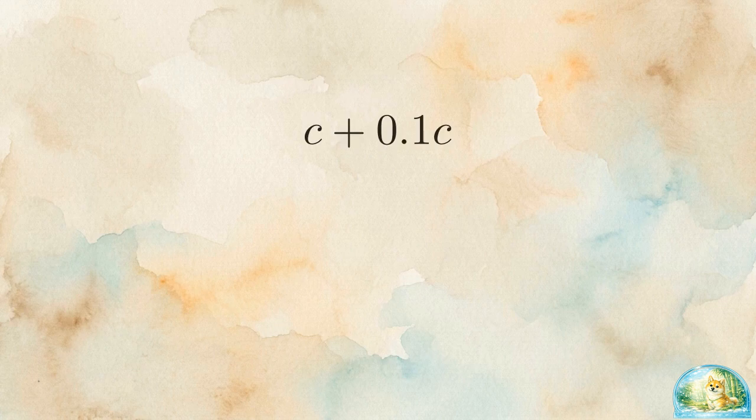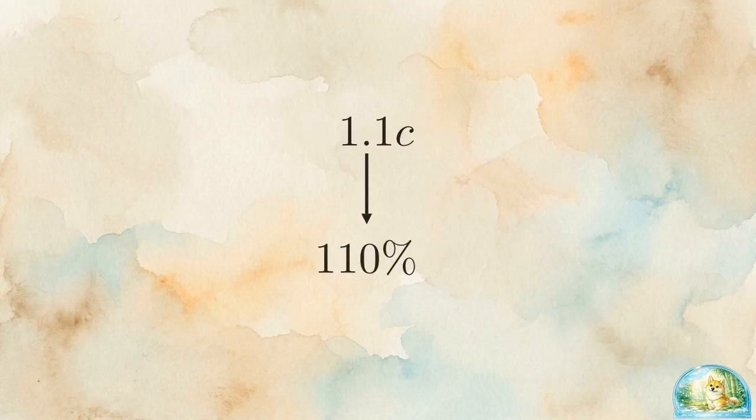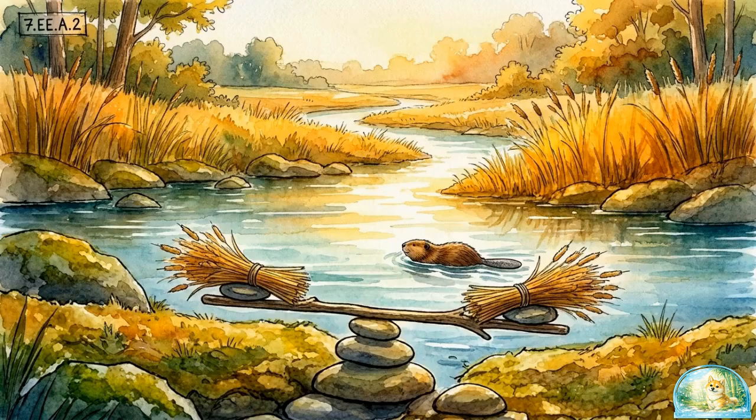Look at the expression on this card, representing a 10% addition. Try to determine the combined form. The terms combine into 1.1c, meaning the total is 110% of the original. When you work with expressions, choose the form that describes the relationship most clearly.